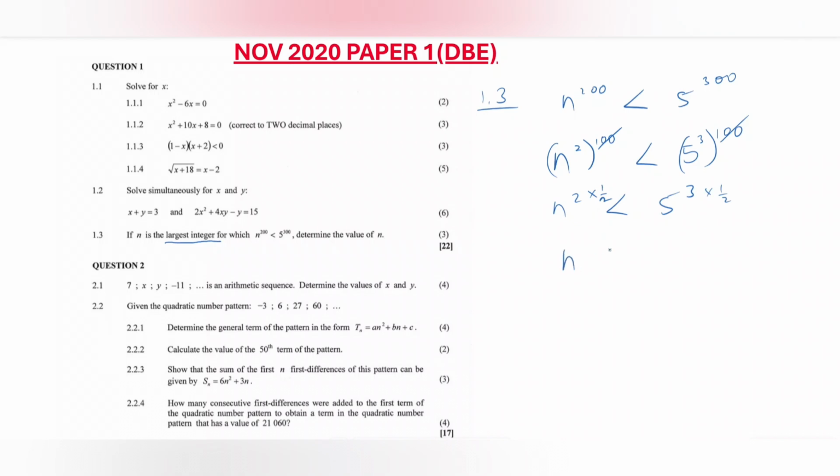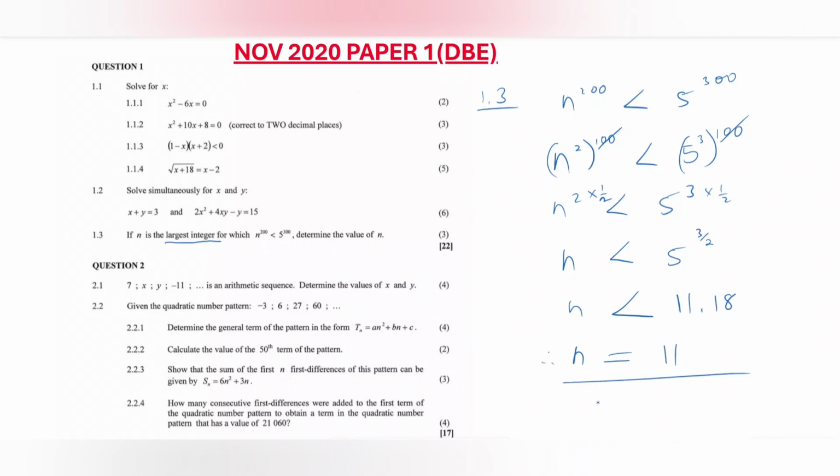This is going to give us n is less than 5 power 3 over 2, which is equivalent to 11,18. So our largest integer is going to be n equal to 11, because we are told that n is less than 11,18. Meaning the largest integer will be below 11,18, which is 11. So that's our final answer.